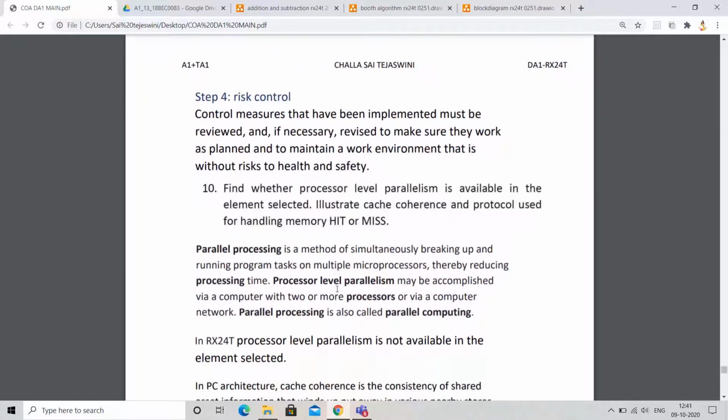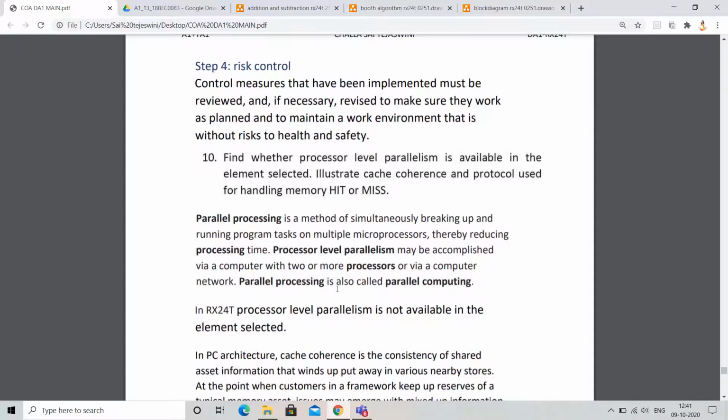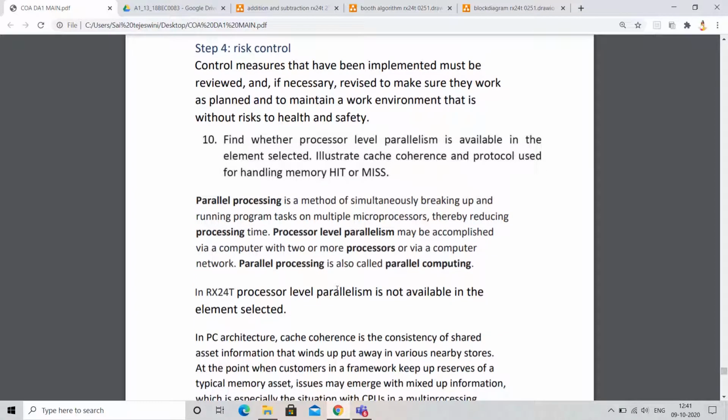Coming to the last question, find whether processor level parallelism is available in the element selected. Illustrate cache coherence and the protocol used for handling memory hit or miss. In the RX24T processor, processor level parallelism is not available in the element selected.